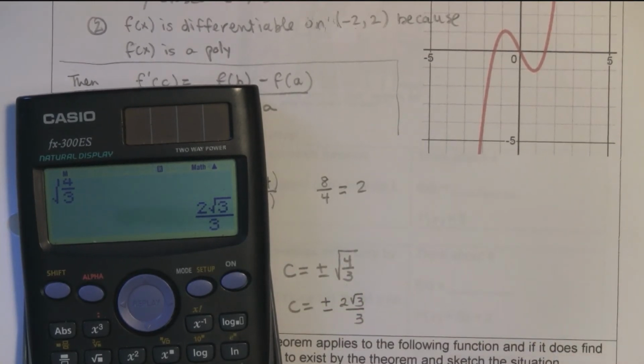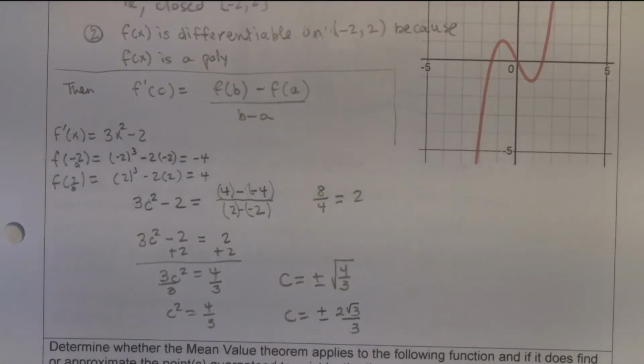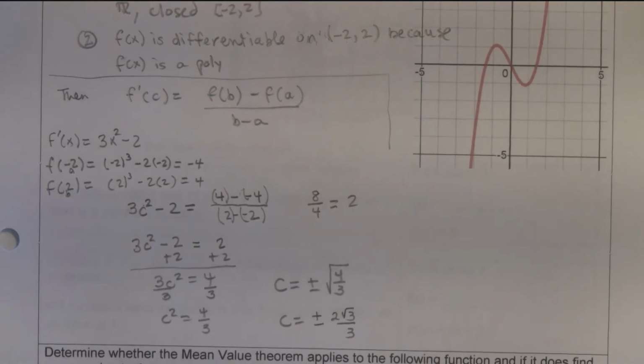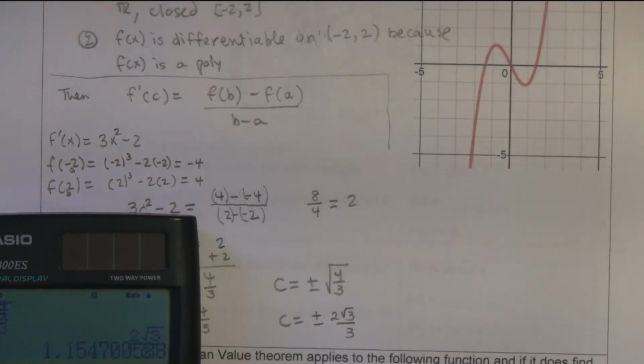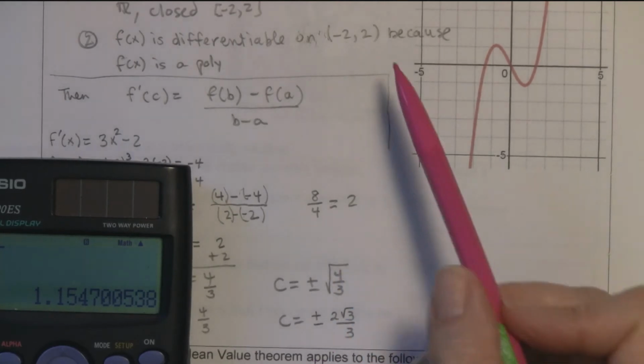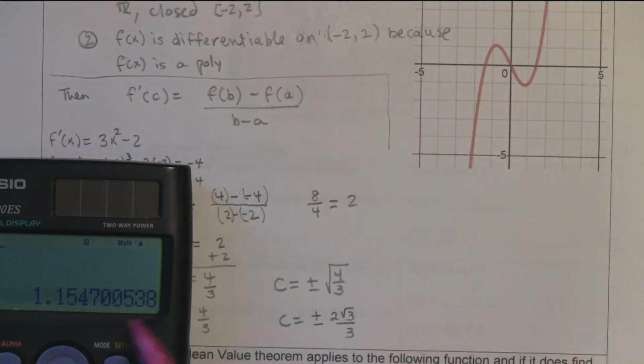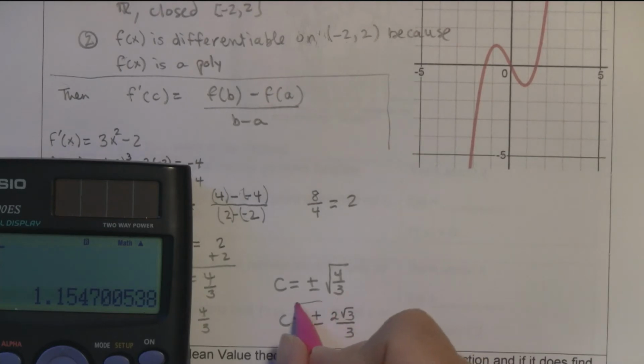And again, I want to draw what I found here. I'm going to figure out what that is. That's 1.15, and my interval went from -2 to +2. And so both of these values are in that interval. So both of these values are my answers, so there's two answers.